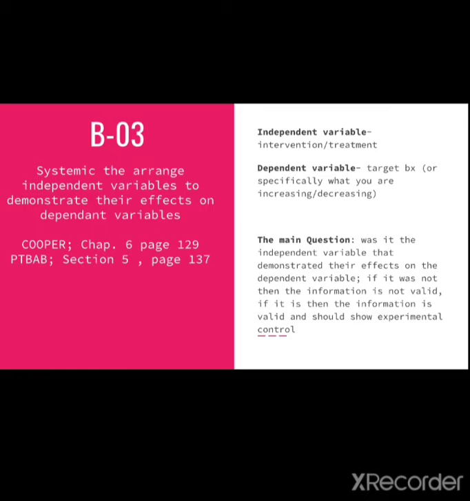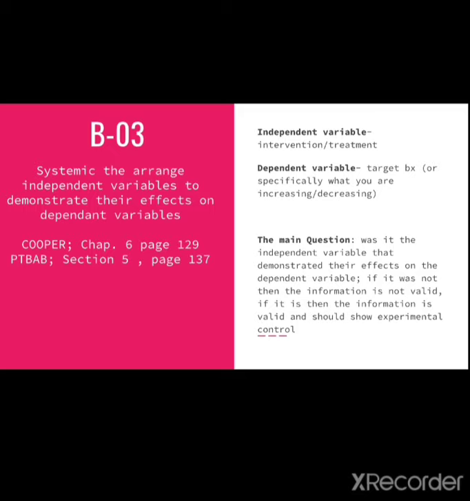B-03. Systematically arrange independent variables to demonstrate their effects on dependent variables. So when looking back at the 7 dimensions, we spoke about analytic. Analytic is asking you if there's a functional relation or experimental control within the experimental design, saying that A and B actually made a difference. So B made a difference on A, baseline. The experiment, the intervention, made a difference on the dependent variable. So the independent variable is usually the intervention or treatment that you are using. And then the dependent variable is the target behavior, specifically what you are increasing or decreasing or putting on extinction.